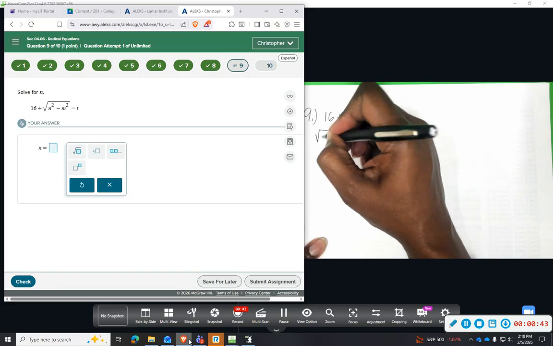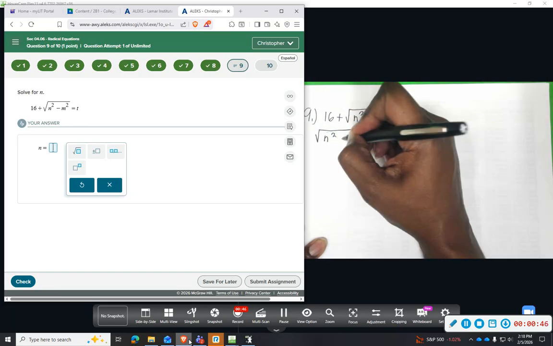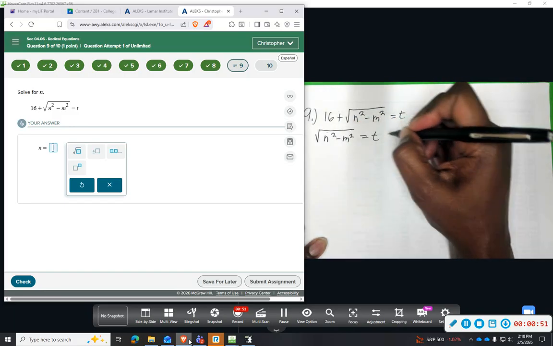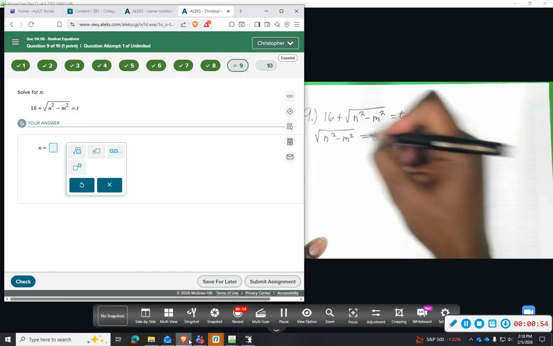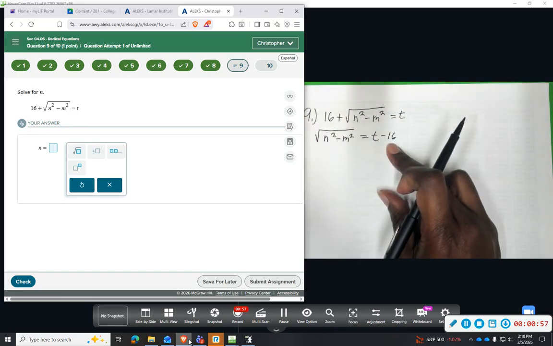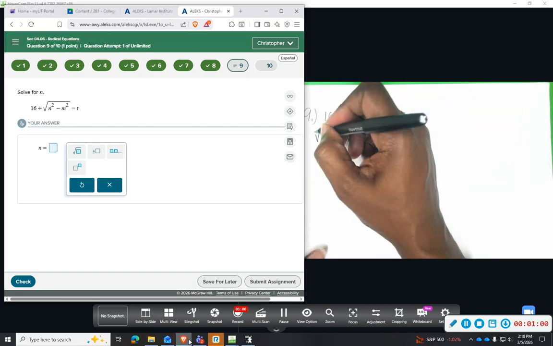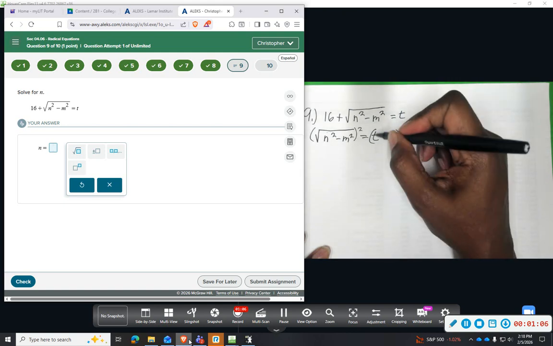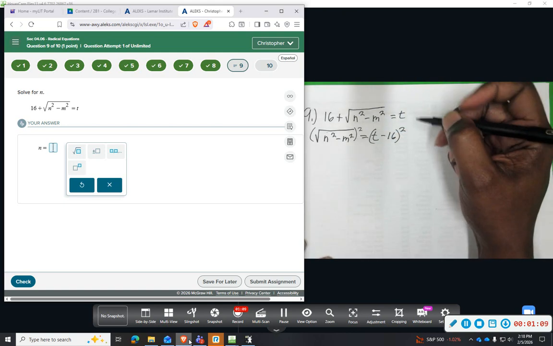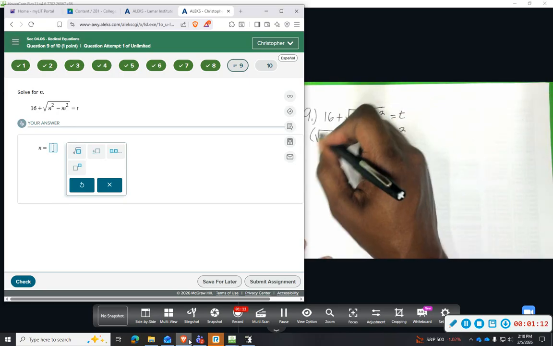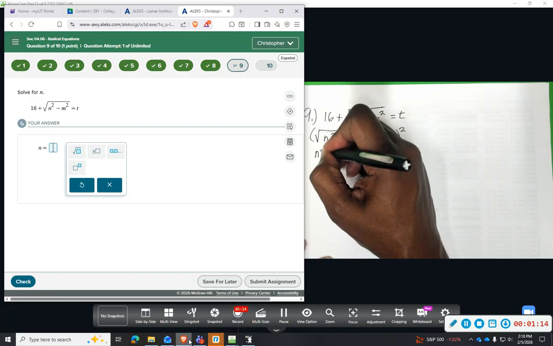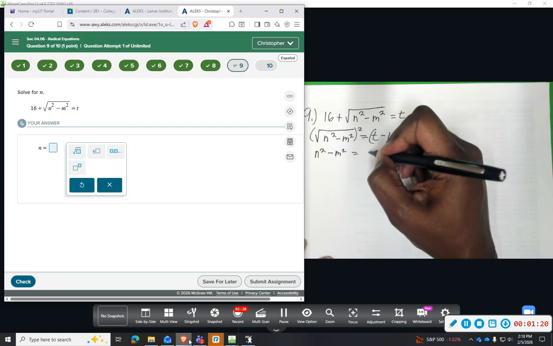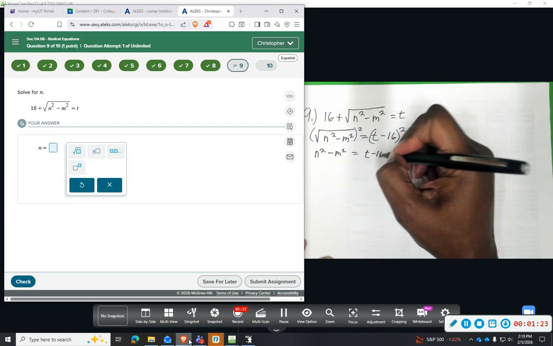Doing that will leave us with the square root of n squared minus m squared equal to t minus 16. When that moves from one side of the equal sign to the other, it changes signs. Now we're going to square both sides. And just for the time being, I'm not going to FOIL it out. I'm just going to write it as t minus 16 squared. And the square will cancel out the square root, and that will leave us with n squared minus m squared equal to t minus 16 squared.